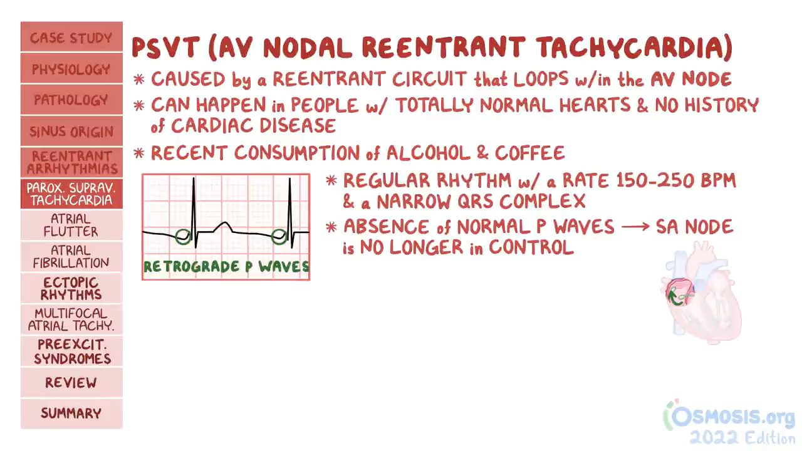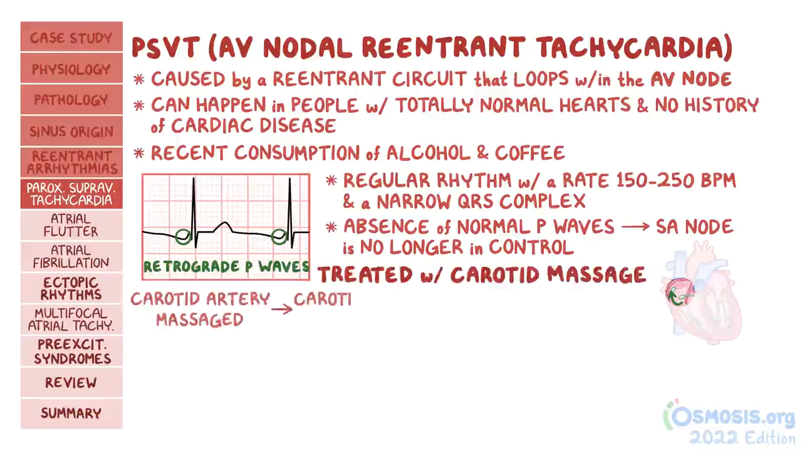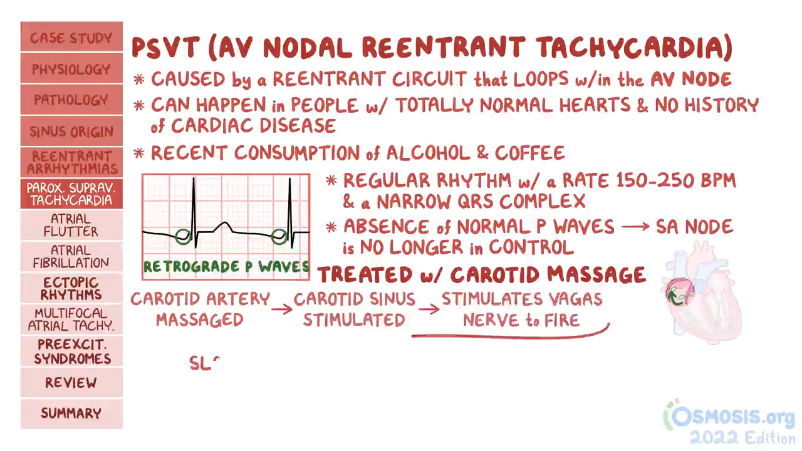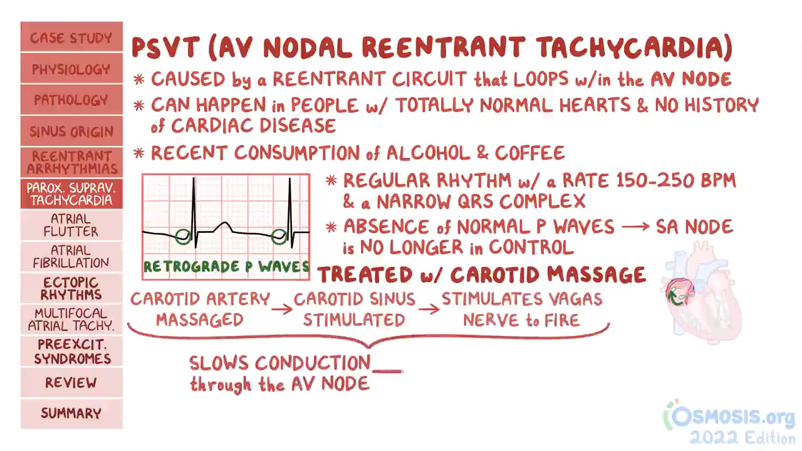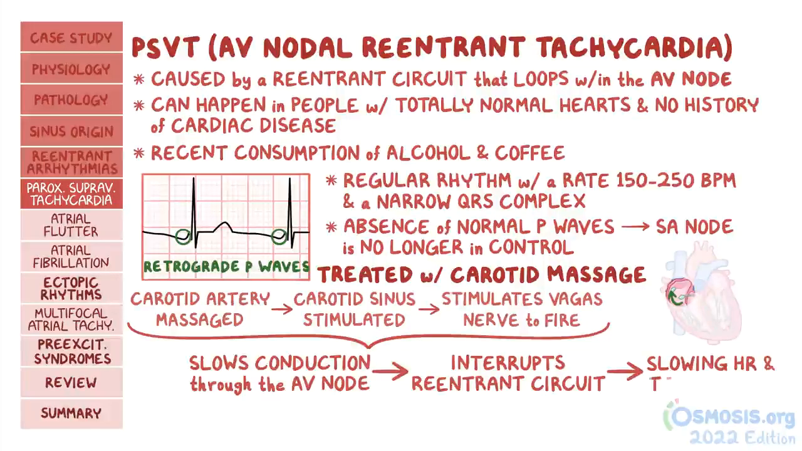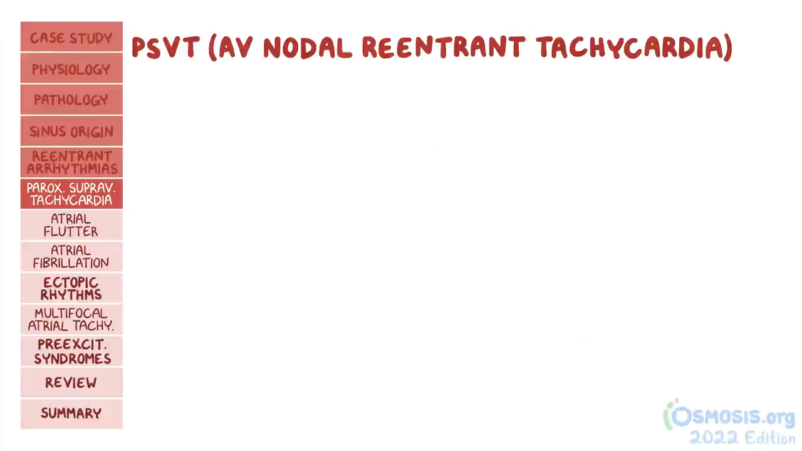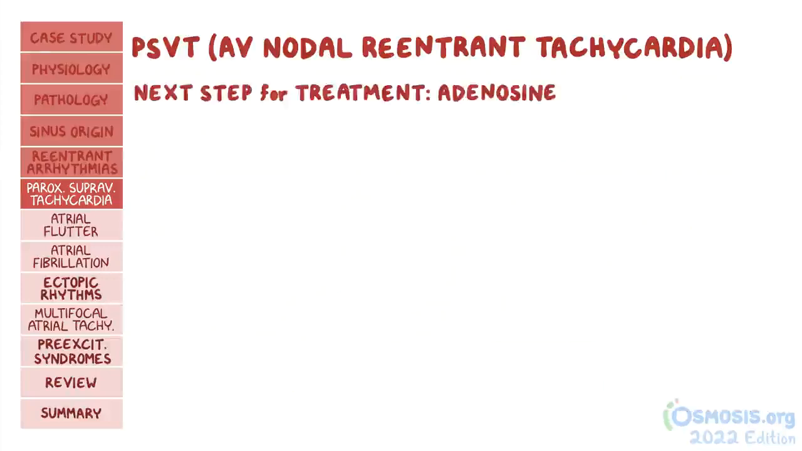PSVTs are classically treated with vagal maneuvers, like carotid massage. When the carotid artery is massaged, the carotid sinus is stimulated, which stimulates the vagus nerve to fire. This slows conduction through the AV node, which interrupts the reentrant circuit, effectively slowing the heart rate and terminating the arrhythmia. Now, if vagal maneuvers don't work, the next step for treatment is adenosine, and this is commonly tested.